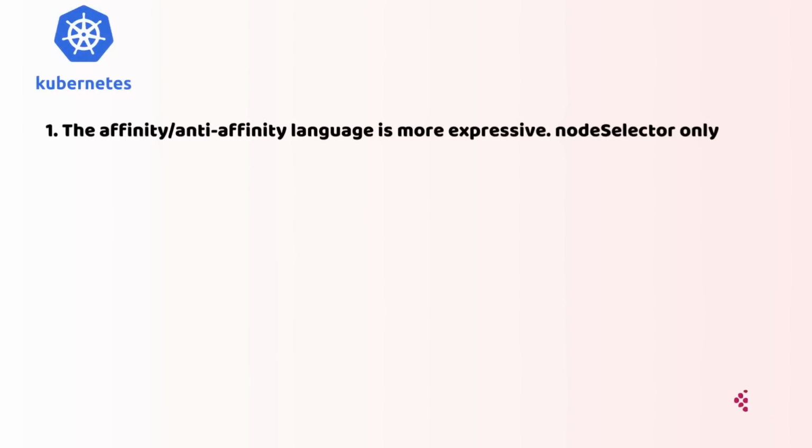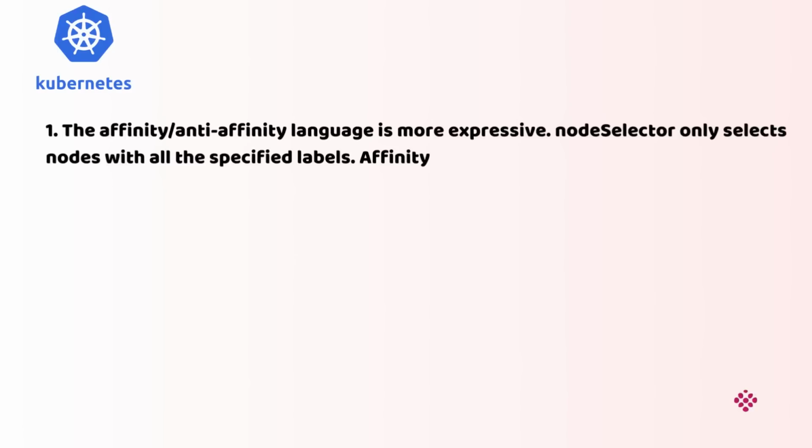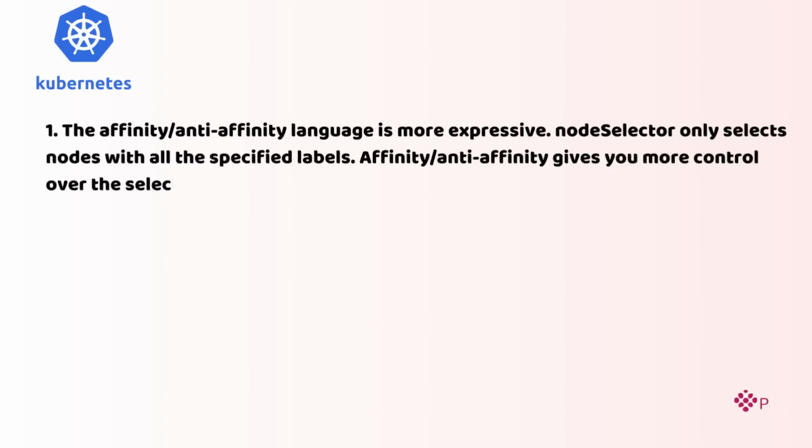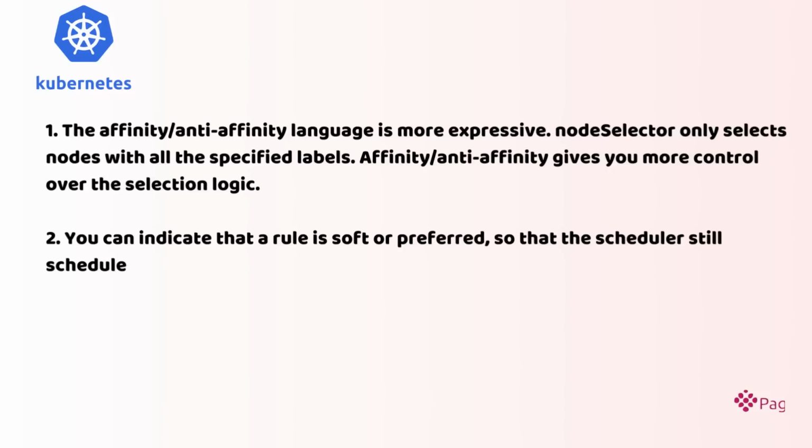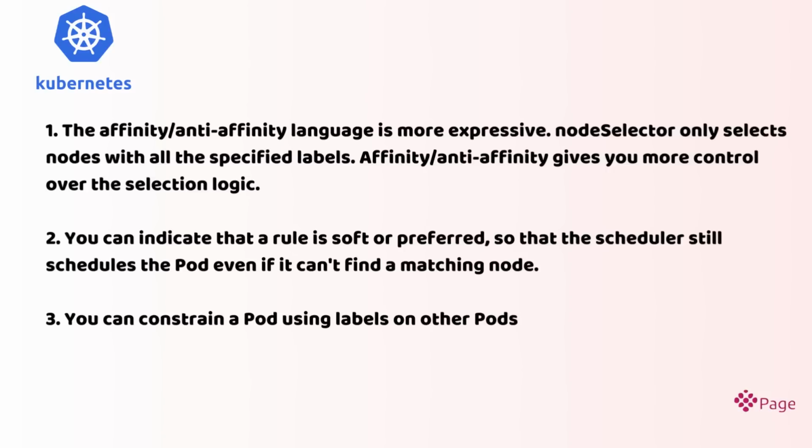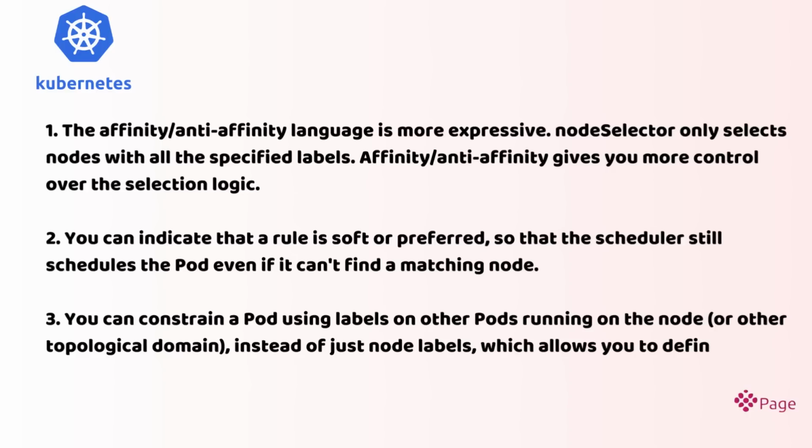The affinity, anti-affinity language is more expressive. Node selector only selects nodes with all the specified labels. Affinity, anti-affinity gives you more control over the selection logic. You can indicate that a rule is soft or preferred, so that the scheduler still schedules the pod even if it can't find a matching node.